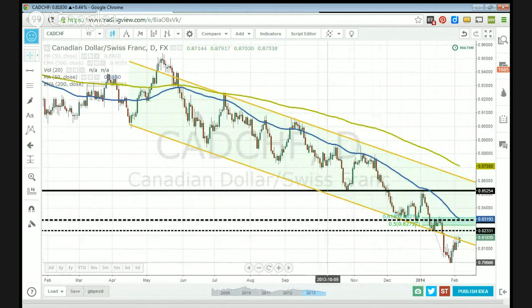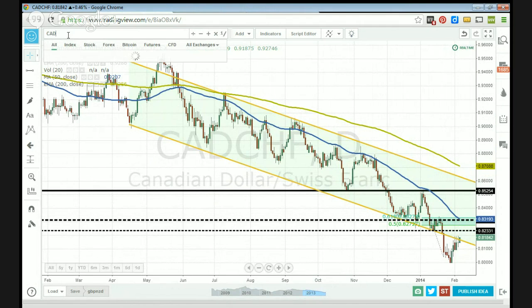So maybe we can go to 82.30. We're about 50 pips away from that. That might be an interesting short opportunity. At this point, I think it'd be good to pass.